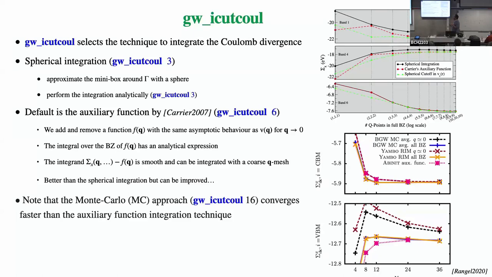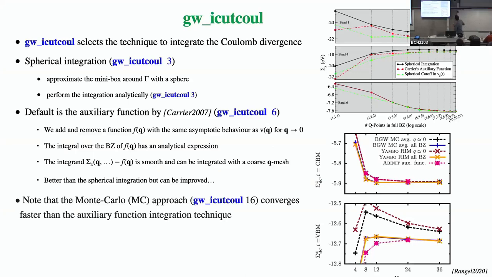So numerically, we have to evaluate the self energy in which part of the divergence has been removed, the Coulomb divergence for Q tending to zero, thanks to this function that is discussed in this paper here. This is the default behavior, but it's not necessarily the most efficient one, because we found that one can also compute the integrals of the Coulomb interaction with Monte Carlo techniques, and this usually leads to a much faster convergence with respect to the number of k-points.